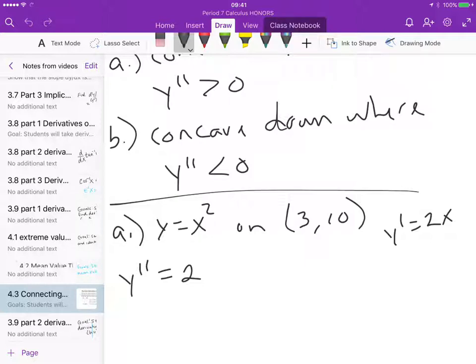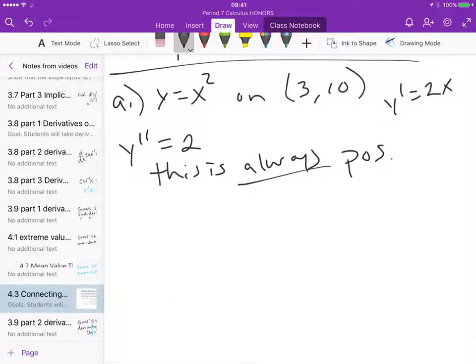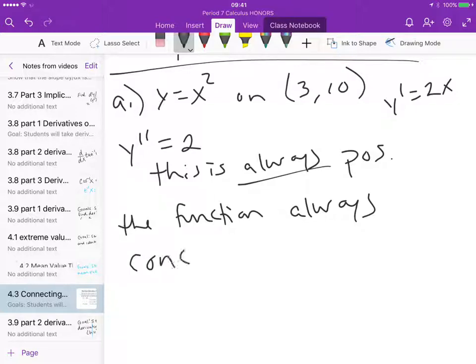So if y double prime equals 2, this is always positive, right? Thus making the function always concave up. And it makes sense.